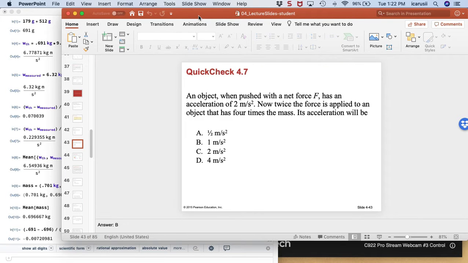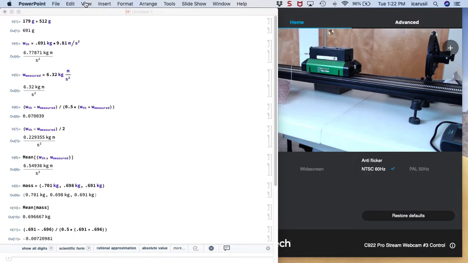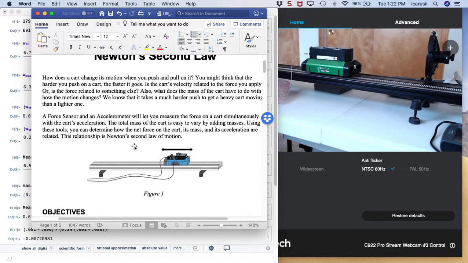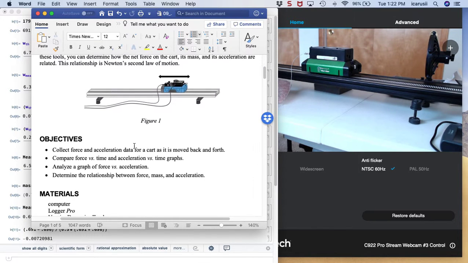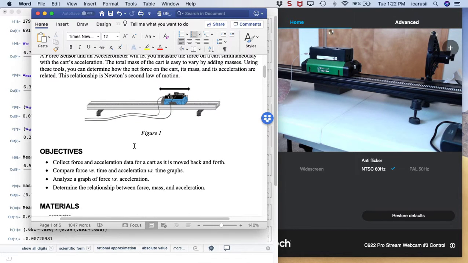Now, I'm going to show you a little experiment. I'm going to leave PowerPoint and go to Word. Here is Word. In this case, this is a Vernier experiment of force versus acceleration. So we have a cart, and as you can see, here's my setup. I have a cart with a force sensor attached to it. In this case, the force sensor is Dyson. I'm going to accelerate this cart and see how we can determine the acceleration from the force.